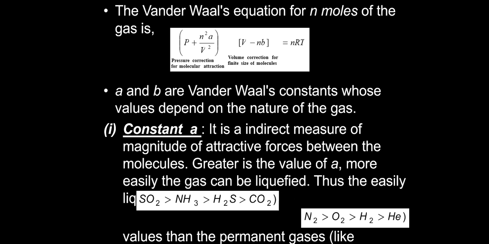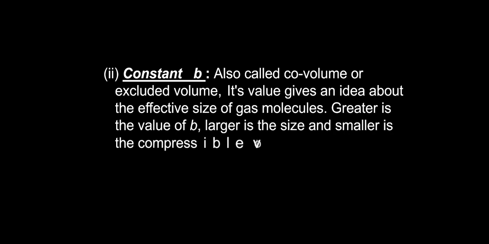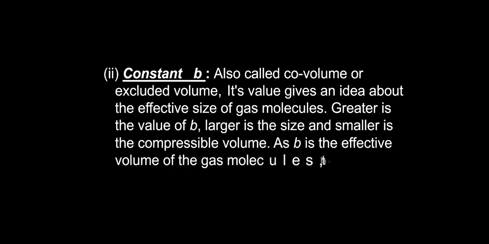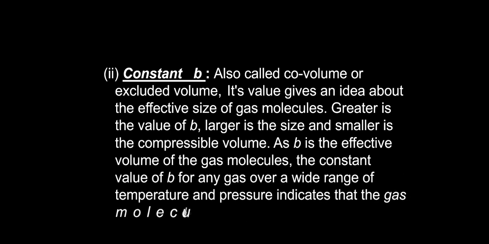Okay, and if we go for the constant b, it is also called co-volume or excluded volume. Its value gives us an idea about the effective size of the gas molecule. Greater the value of b, larger the size and smaller the compressible volume. As b is the effective volume of the gas, the constant value of b for any gas over a wide range of temperature and pressure indicates that the gas molecules are incompressible.